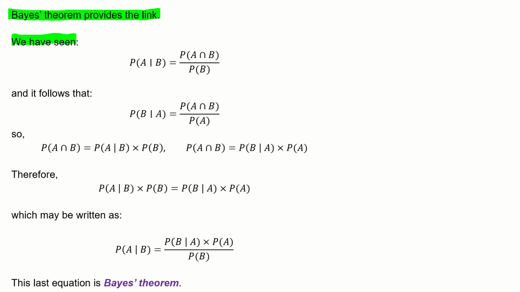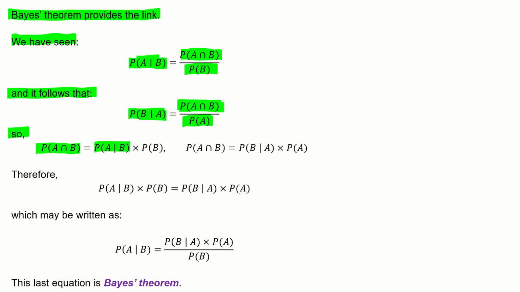We have seen and used the formula, the probability of A given B is equal to the probability of A and B over the probability of B. And it follows that the probability of B given A is the probability of A and B, remember, A and B and A is the same thing, divided by the probability of A. So, the probability of A and B is the probability of A given B times the probability of B.